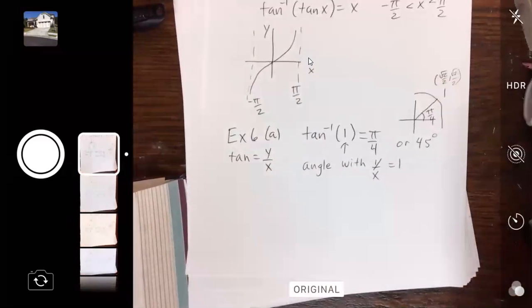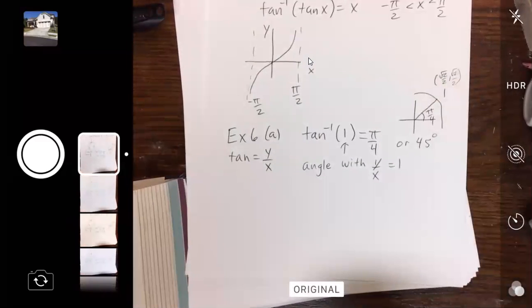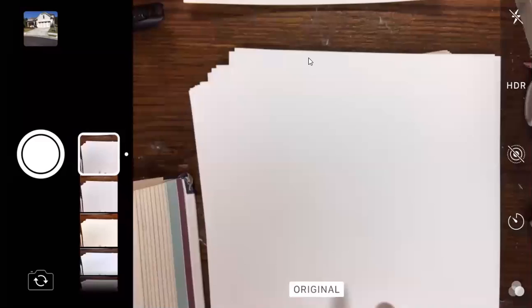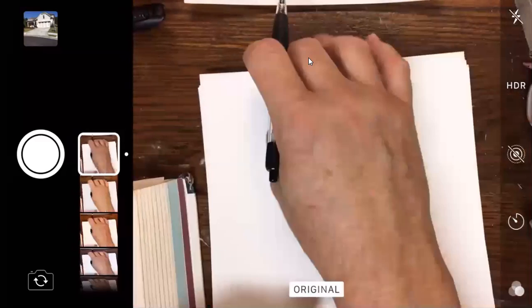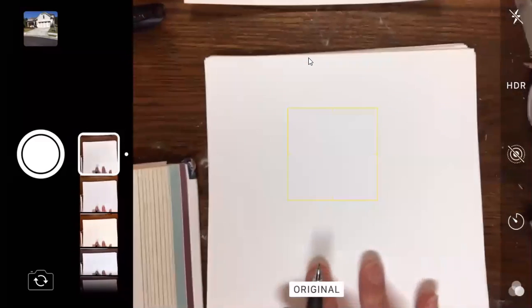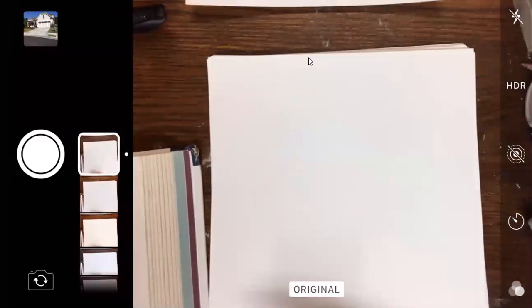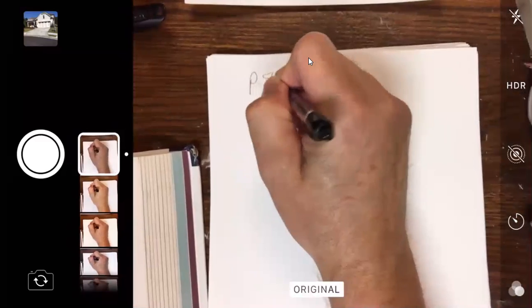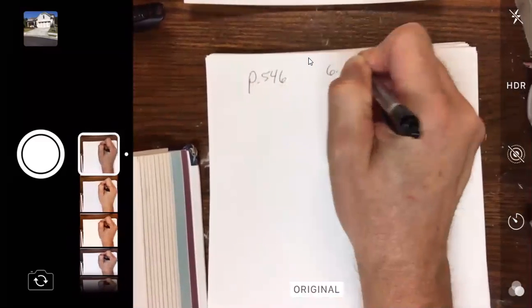This makes perfect sense to me. All right, they also talk about inverse secant, cosecant, and cotangent, and we're not going to mess with those. So to try to get to some example problems here, page 546. This is the 6.5 homework.